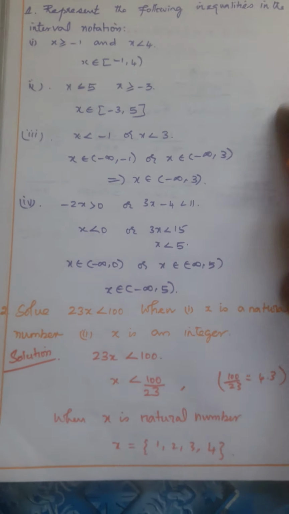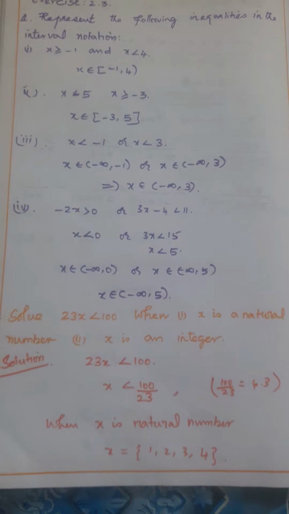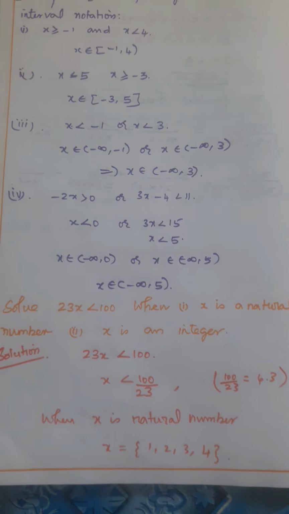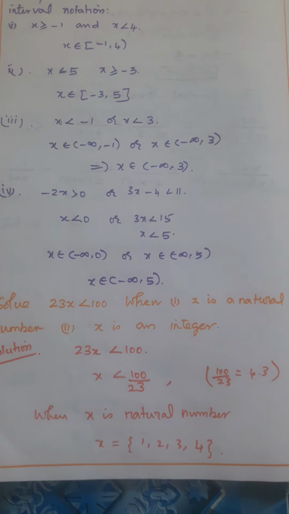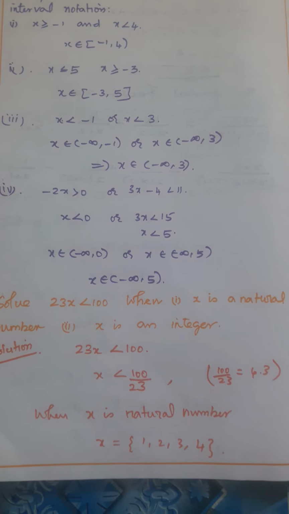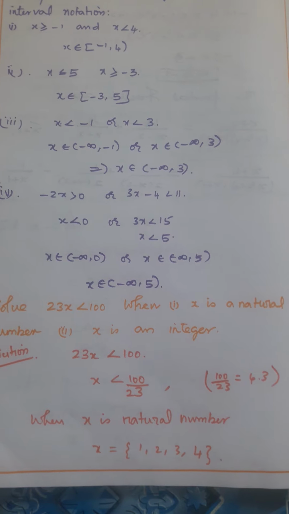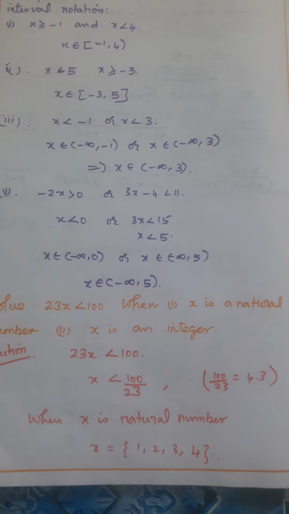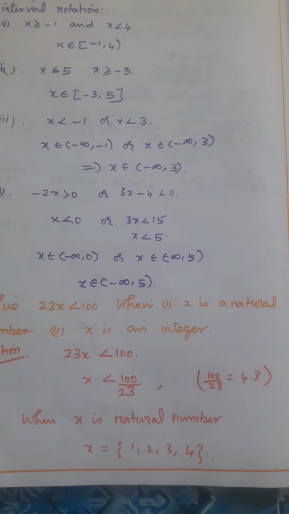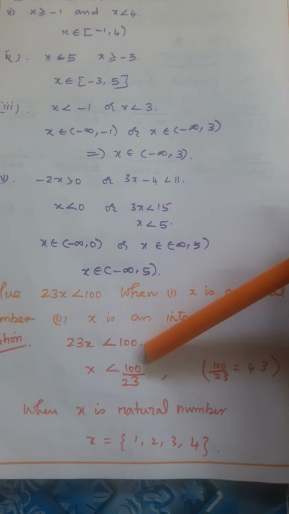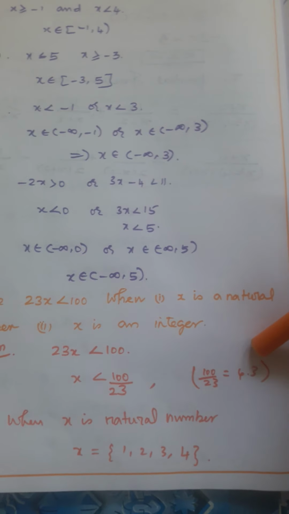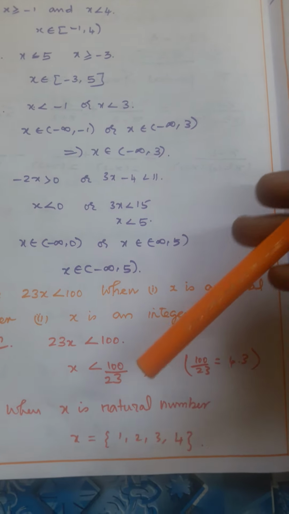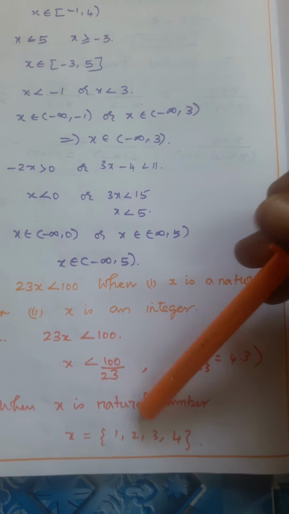Okay. And your second question, solve 23x less than 100, where x is a natural number and where x is an integer, right? Natural number, you know. What is a natural number? It starts from 1, 2, 3. So 23x is less than 100 means x is less than 100 by 23, taking the decimal value 4.3, but we can't take a decimal in natural numbers. So your x can take values 1, 2, 3, 4.